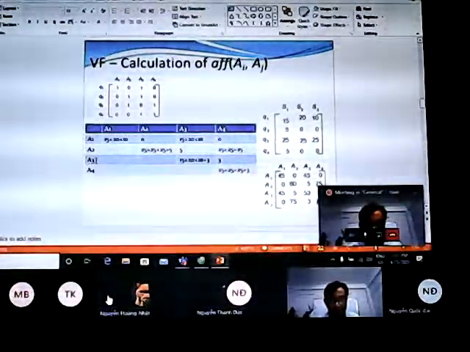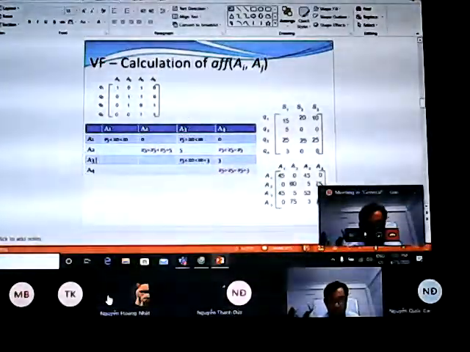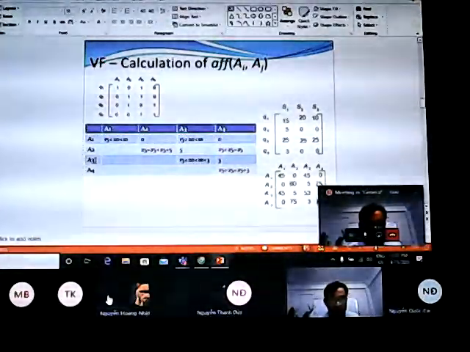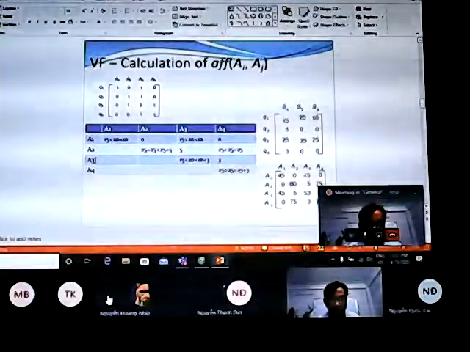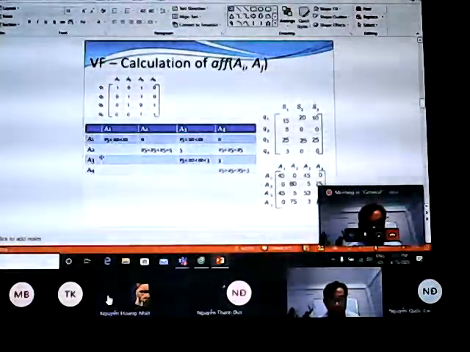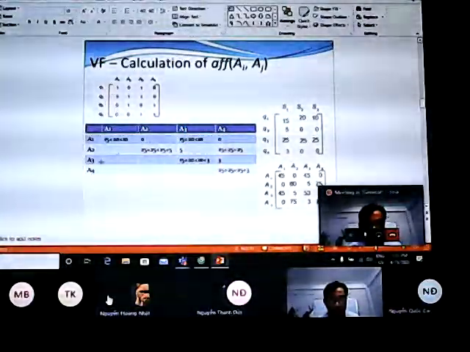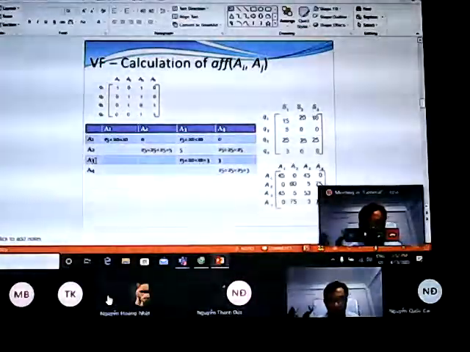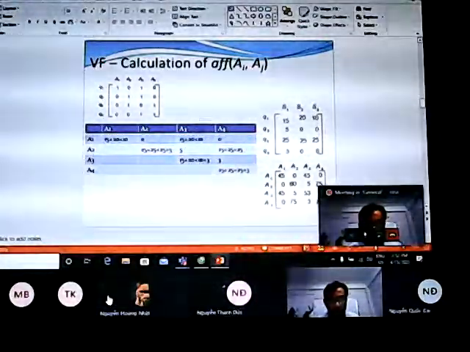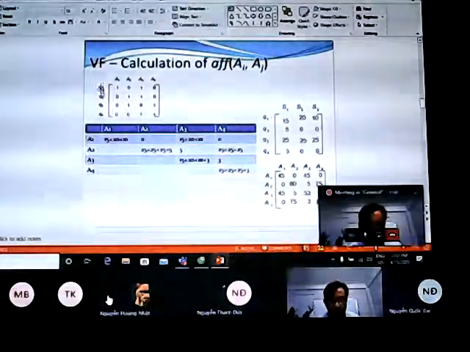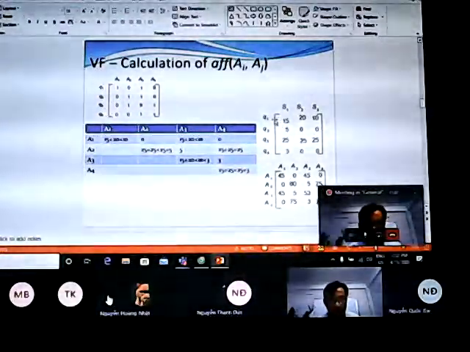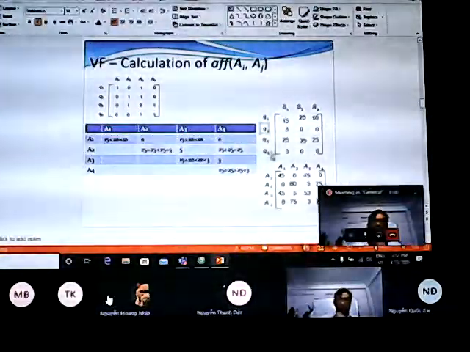This matrix is symmetric. Symmetric through the main diagonal. Remember the words main diagonal. Okay, how about this one? A3 uses Q1, Q2, and Q4. Okay, thank you so much.